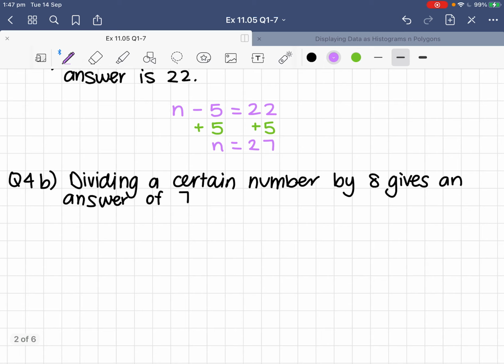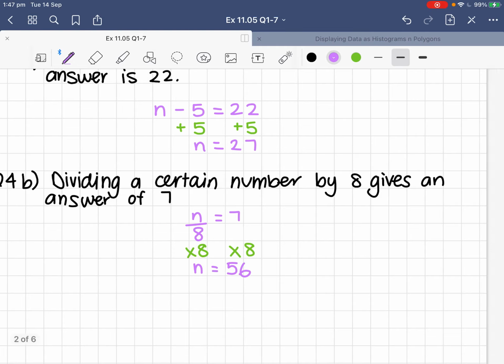For question 4, we want to divide a certain number by 8, and it gives an answer of 7. So we're going to let our number be n again. We want to divide by 8, and it equals 7. Now the opposite of divide is times, so we're going to times both sides of our equation by 8 to get n equals 7 times 8, which is 56.